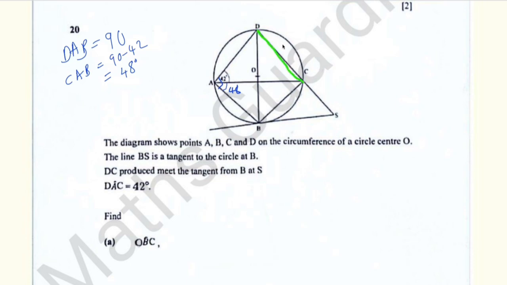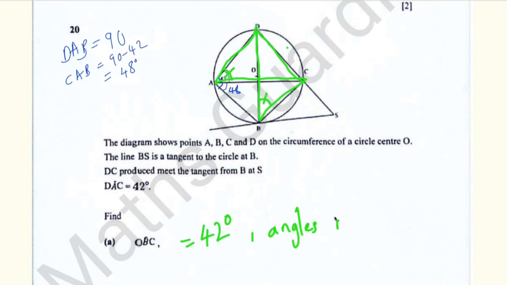Okay, so this is our chord DC that I'm talking about, and I'm going to highlight it so that it's easier to see. So this chord has got that triangle, and this angle is 42 degrees, and also has this other triangle. So these angles, because they are on the same chord, it must mean that they are equal. So that angle there, OBC, should also be equal to 42 degrees.